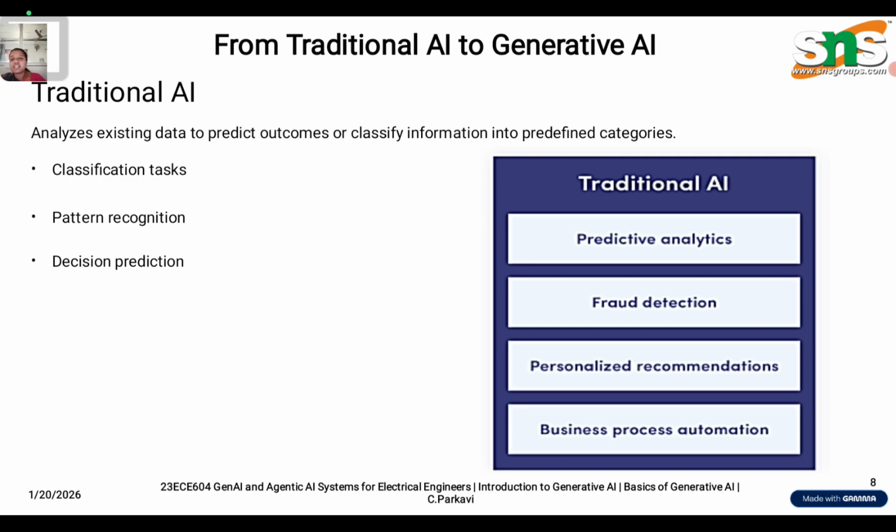From traditional AI to generative AI. So what is traditional AI? Analyzing existing data to predict outcomes or classify information into predefined categories. Classification tasks, pattern recognition, decision prediction. Predictive analytics, fraud detection, personalized recommendation, and business process automation are the traditional uses of AI.